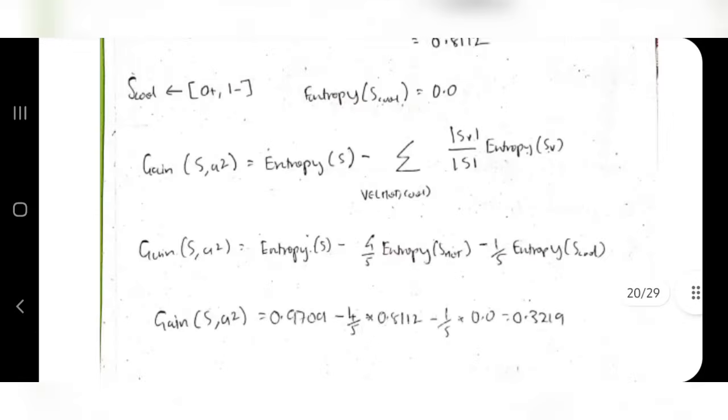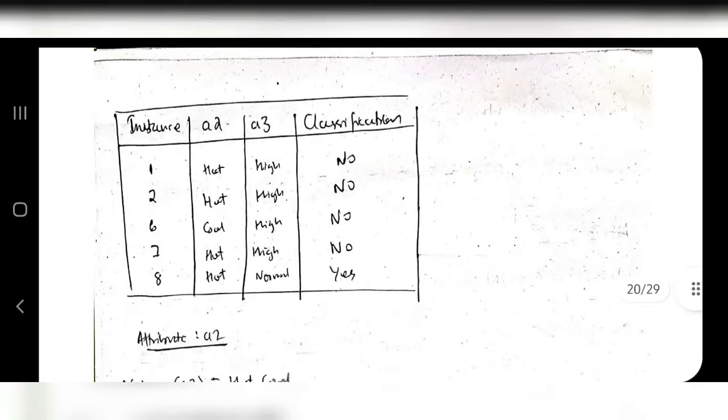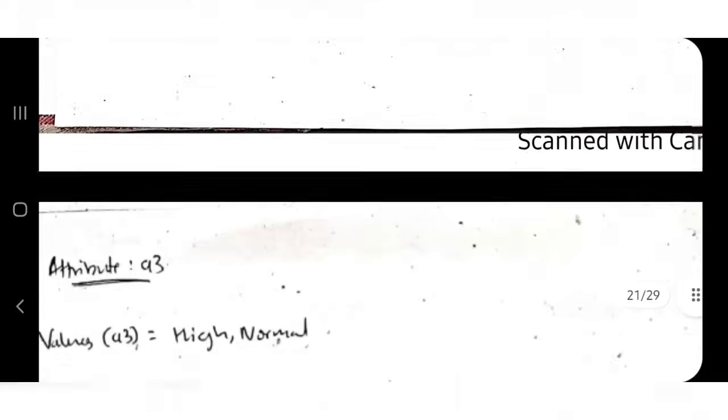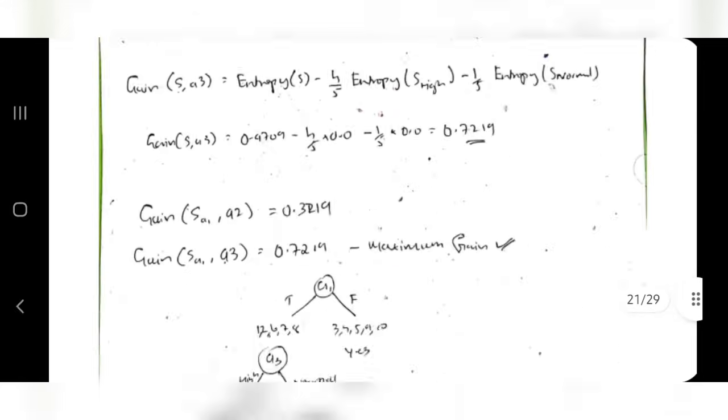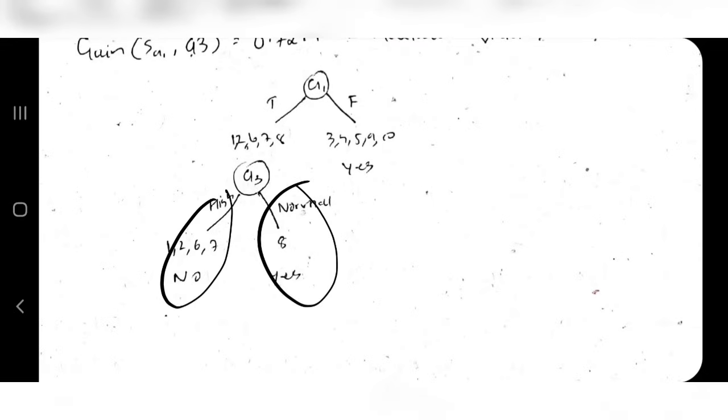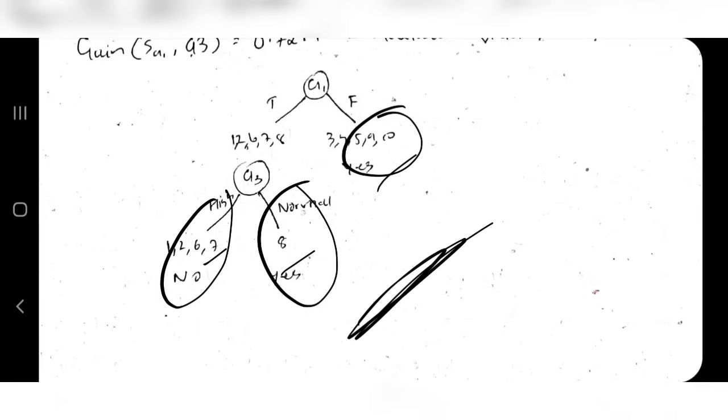A3 has how many values, that I'll be seeing. In A3 I have two values, which are high and normal. Now consider high no, high no, high no, and normal yes. So I can directly tell whenever it is high it is no, whenever it is normal it is yes. Directly I'll write the further classification. Whenever it is high it is no, whenever it is normal it is yes. Since this one was done, I am not concerned. Here I got discrete values, no, yes, yes. The answer is this much only.